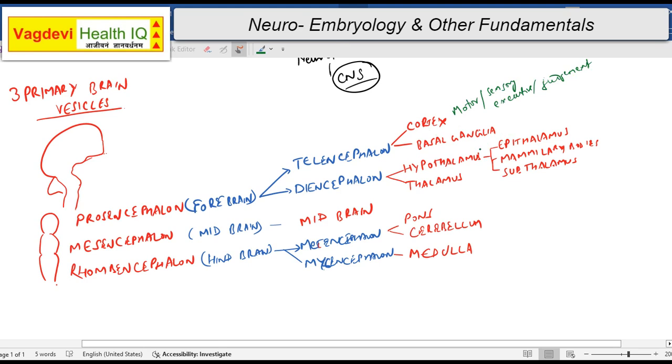What is the function of basal ganglia? Anybody? Anyone? Then what is the function of cerebellum? Balance and coordination, right? No problem.